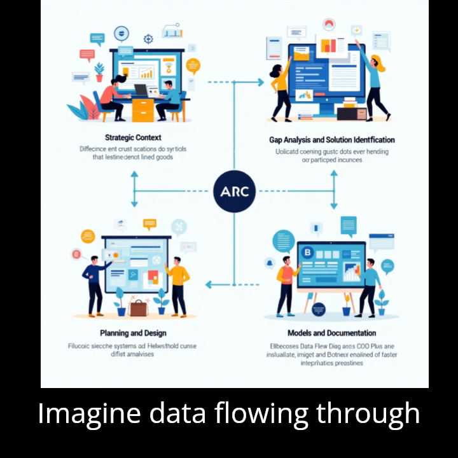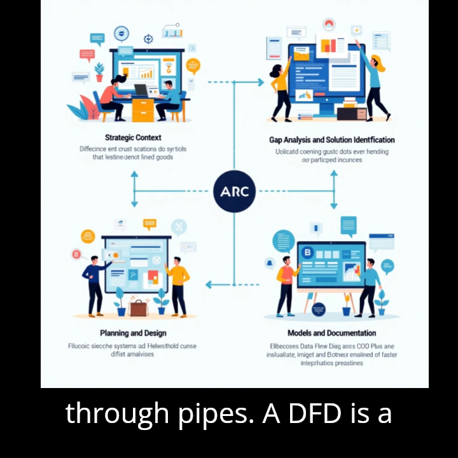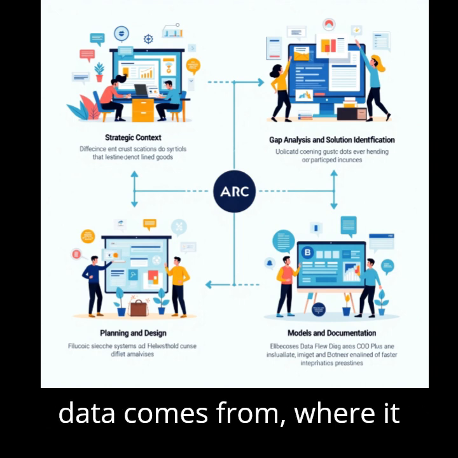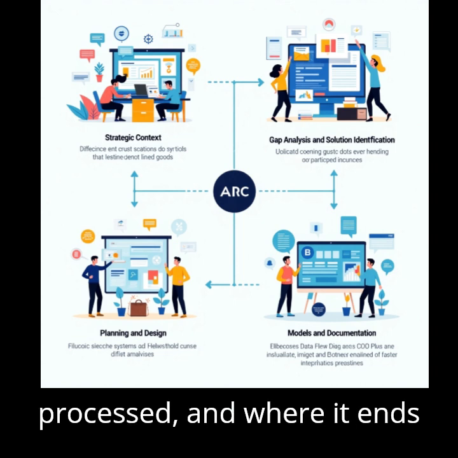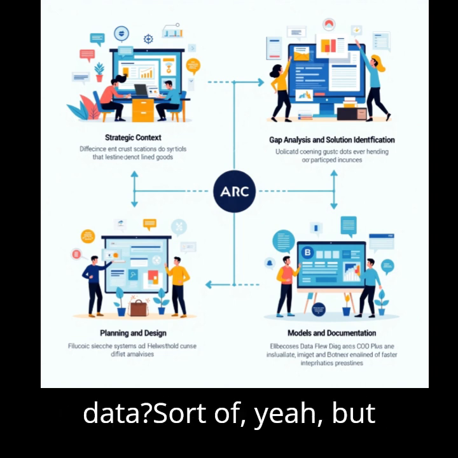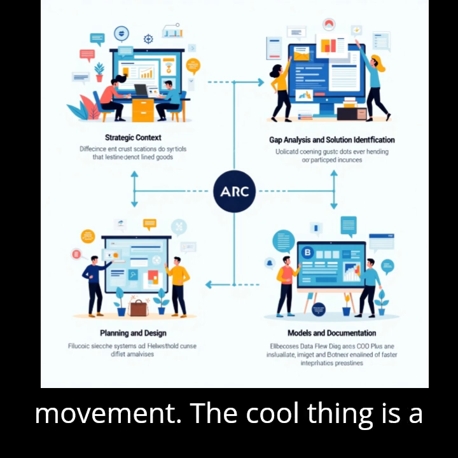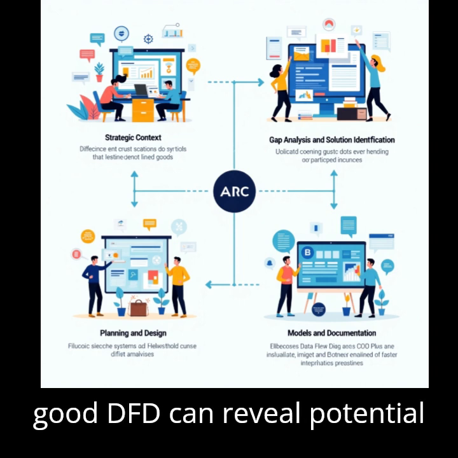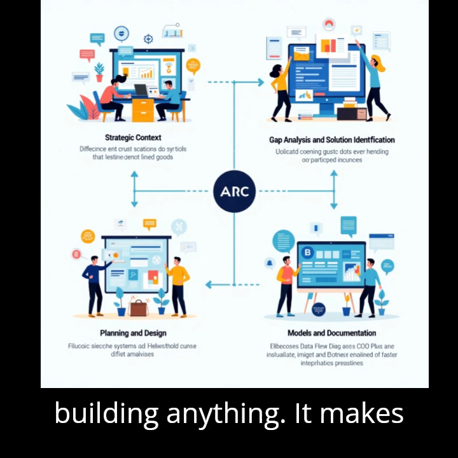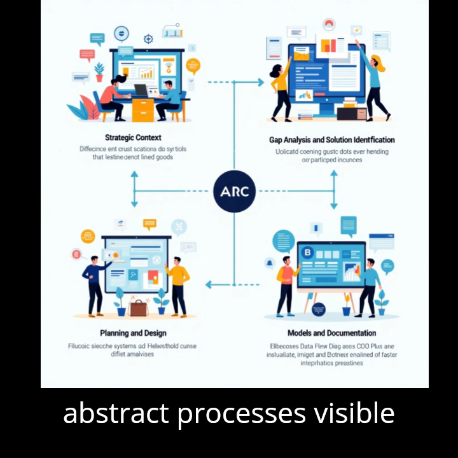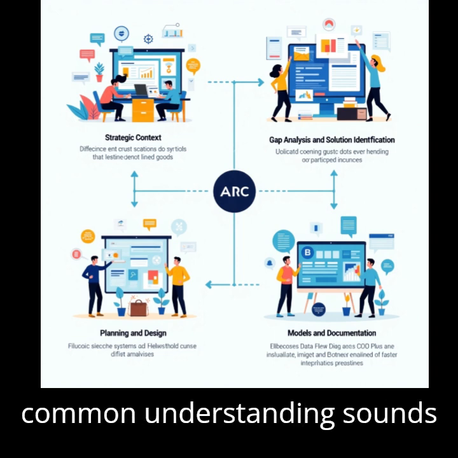What's the main idea? Imagine data flowing through your system, like water through pipes. A DFD is a visual map showing where the data comes from, where it goes, what happens to it along the way, how it gets processed, and where it ends up. So like a flowchart for data. Sort of, yeah, but specifically focused on data movement. The cool thing is, a good DFD can reveal potential bottlenecks or weird data paths before you even start building anything. It makes abstract processes visible for everyone, techies and non-techies alike. That common understanding sounds key.